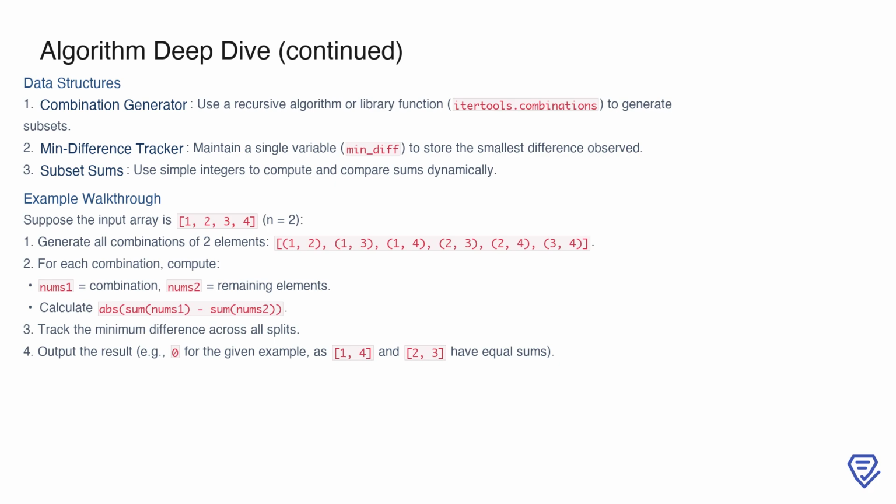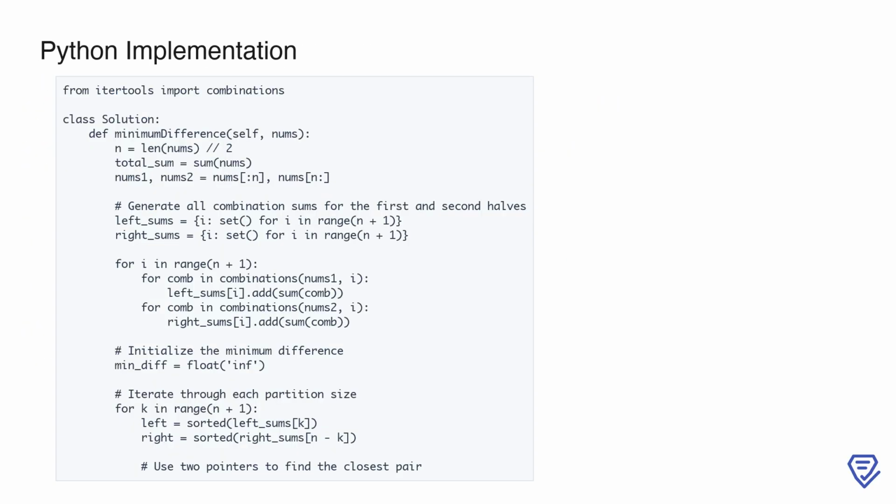This walkthrough demonstrates how the brute force method works but also highlights its inefficiencies, prompting the need for optimization in more complex cases. To address the problem of minimizing the sum difference when splitting an array into two parts, we start by dividing the array into two halves. Here, nums1 represents the first half and nums2 represents the second half of the input array. The total sum of all elements is calculated to assist in determining the difference later.